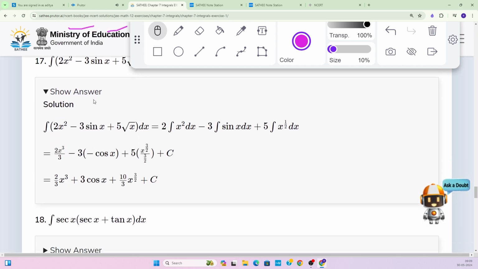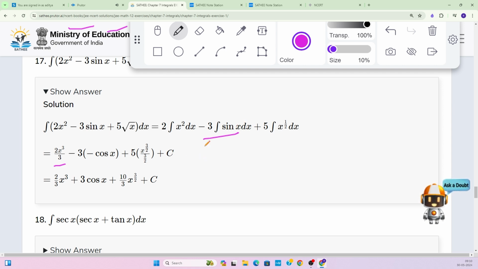Separate them. You will have integration of 2 times integration of x square, minus 3 times integration of sin x, plus 5 times integration of x power half. Root means x power half. Now this will be adding 1 to the power. You will have 2 multiplied by x power 3 divided by 3, minus this will be just cos x.